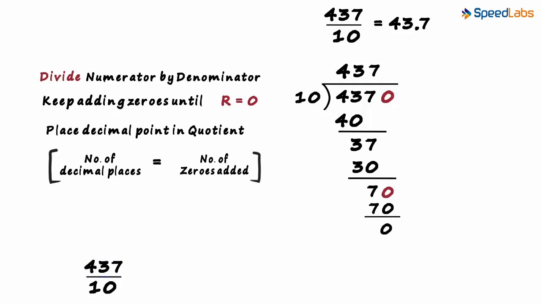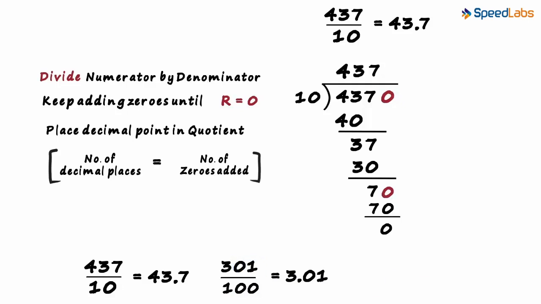It's easy. We start off from the right and move as many places to the left as the number of zeros in the denominator. As we have just one zero in the denominator, we move one place to the left and write the decimal fraction as 43.7. What about 301 divided by 100? As there are two zeros in the denominator, we write the decimal fraction as 3.01. From the rightmost digit, we moved two places to the left.